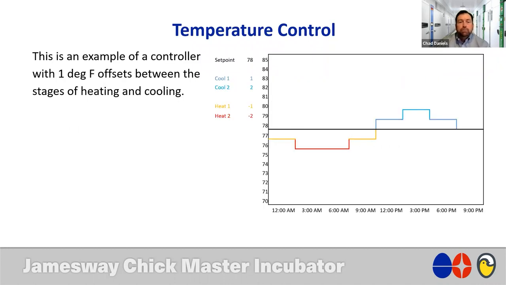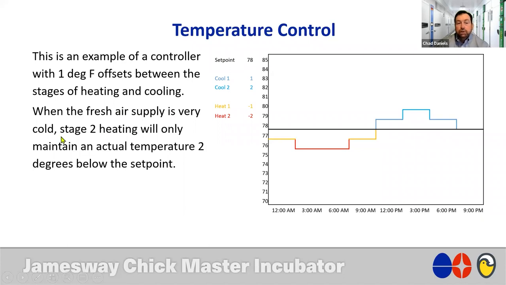So I'm going to provide you an example of that. This is a controller with a 1 degree Fahrenheit offset between the stages of heating and cooling. And if you look at this chart, what you recognize here is that the second stage heat, in this example, fresh air supply is very cold. Stage two heating will only maintain an actual temperature 2 degrees below set point. So as my room temp falls, my first stage heat kicks on at 1 degree less, and then the second stage kicks on when I get 2 degrees less. So if it's really cold outside, your room temperature is going to average 2 degrees less than what your set point is. And then the same occurs if you have a high heat application or it's in that season where you're approaching summer.